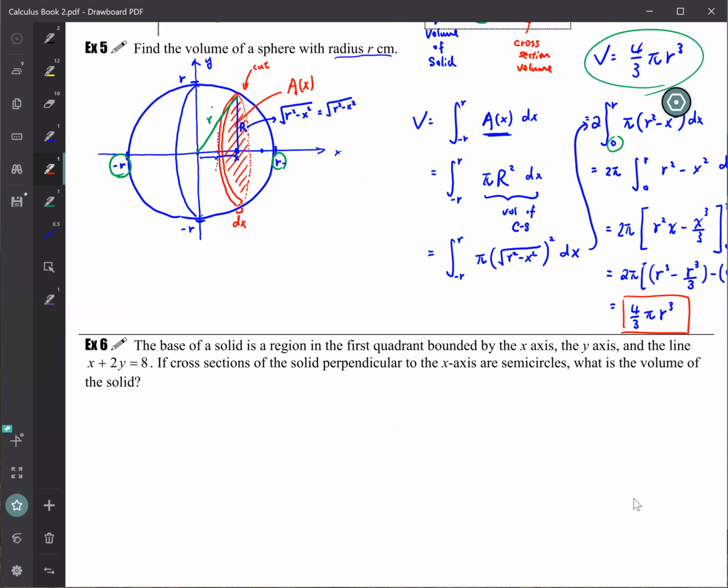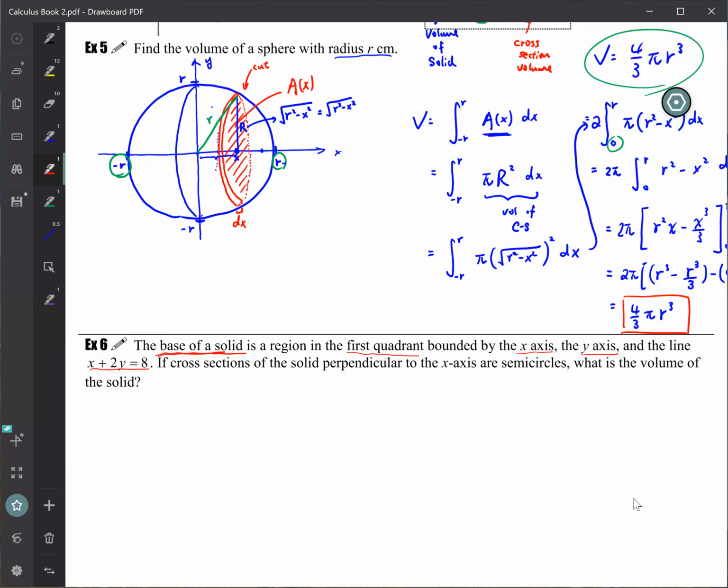So here we have the base of a solid, right? Base means the bottom. So think about a tissue box, right? If you lift it up and look underneath, the shape that you see is the base of the solid, okay? So you need to understand what it means. The base of solid is the part that's touching the ground. Okay, so here it says this solid has a base in the first quadrant, okay? And bounded by x-axis, y-axis, and a straight line, right?